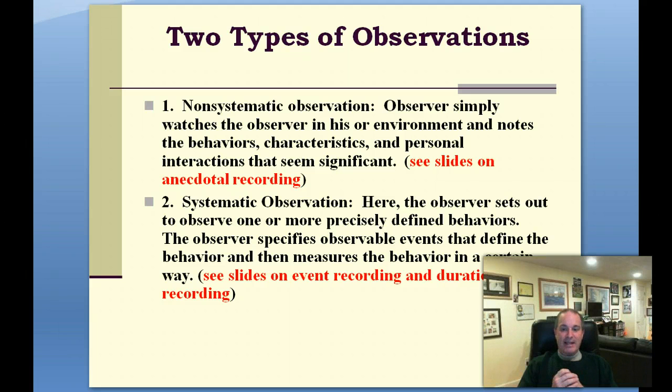While in systematic observation, we have a very precisely defined behavior. We're looking for something in particular. We're looking for how long the child gets up out of his seat. We're looking for how many times the child taps a pen. We're looking for how many times the child blurts out an answer. We're looking for how long the child starts the tantrum. Whatever the case may be, we're looking for something very specific. And we'll talk about that when we look at the slides on event recording and duration recording.